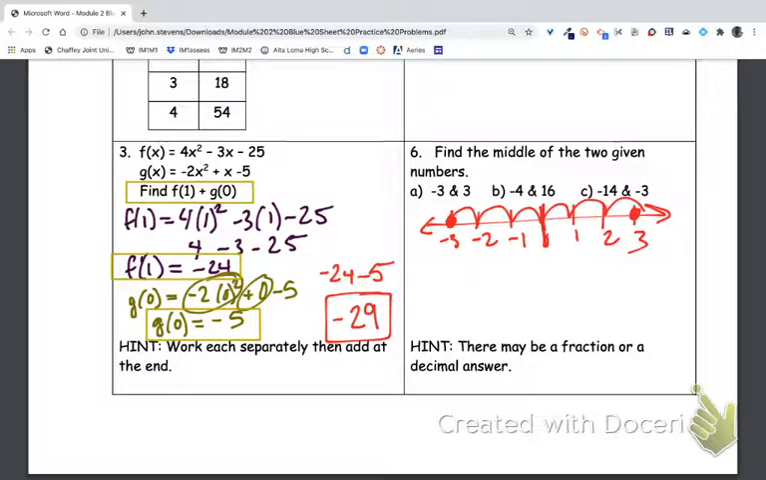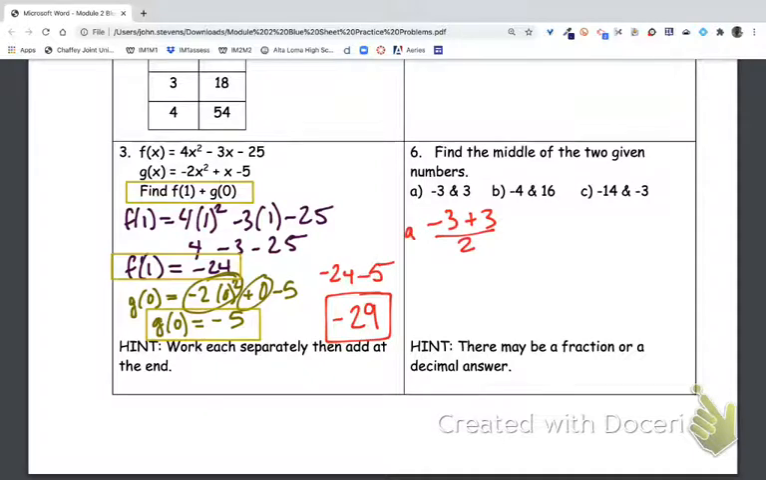Or another piece that we can use is we can find the middle between them by averaging. So we can take the first term plus the second term and divide by 2. Well, 0 divided by 2 is 0. The second one, negative 4 plus 16 divided by 2. Negative 4 plus 16 gives me 12. So the middle is 6.